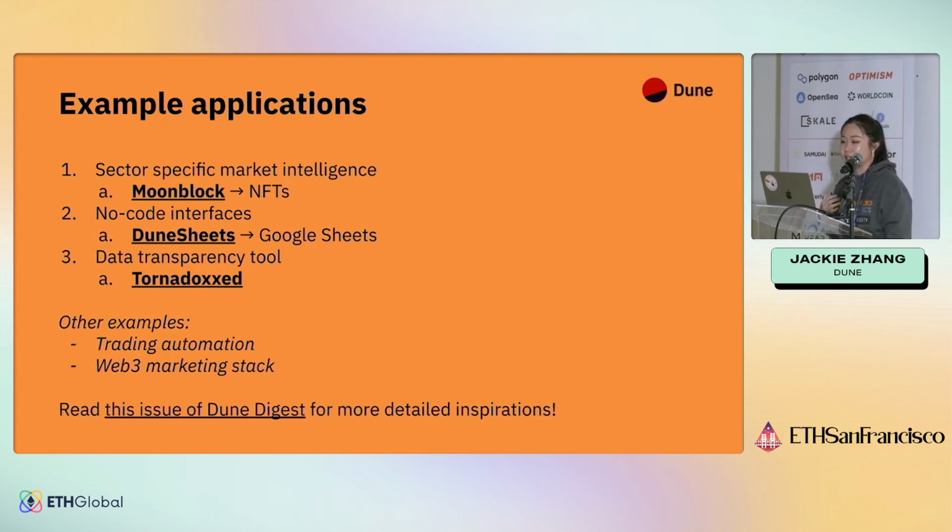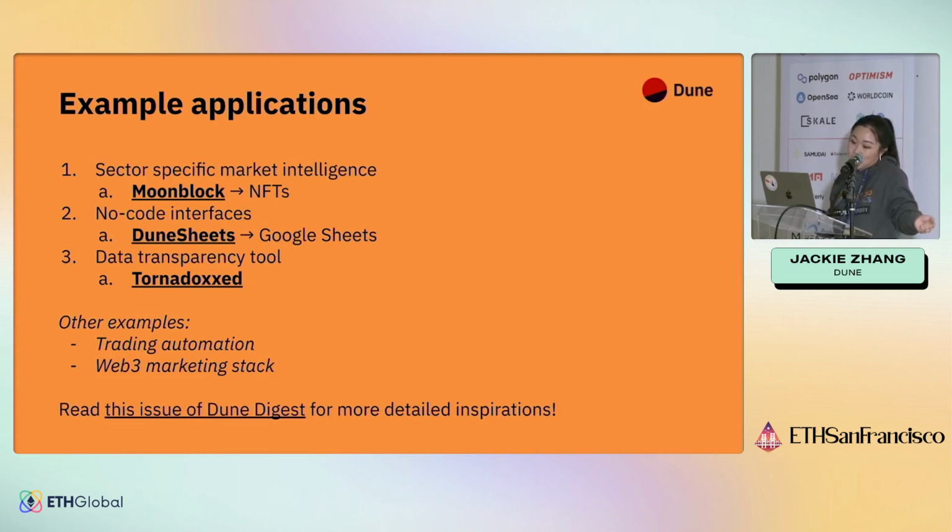Someone else did a no-code interface. They used the Dune API to integrate with Google Sheet functions. That's something you can also do. Or there's a data transparency tool. Tornado Cash was such a hot topic, so a team implemented a tool where you can put in your address and it will tell you how close you are to being doxxed by the government.